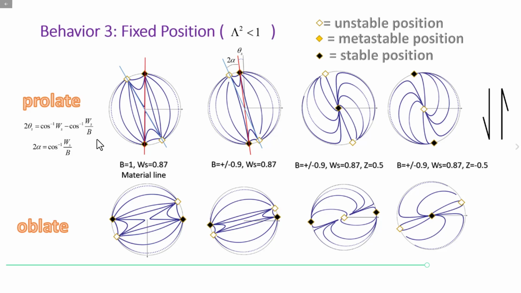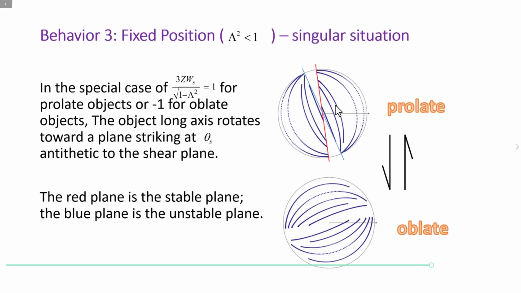If there is a stretching along the vorticity axis, or if there is a shortening along the vorticity axis, the rotation paths are like this spiral shape. It may either reach a stable position or continue rotating, depending on the shape. There is also a special situation if this relationship holds. The object will reach a fixed position, and that fixed position is defined by its initial orientation.